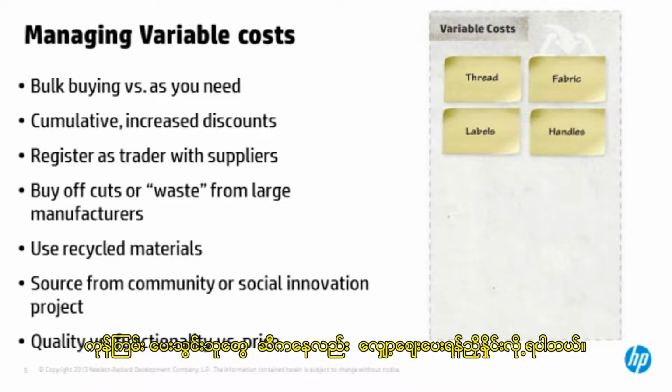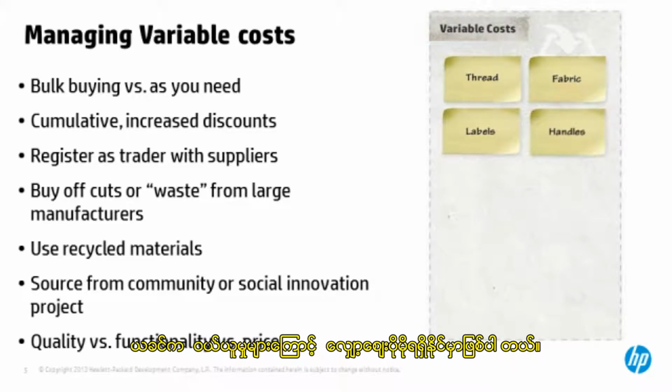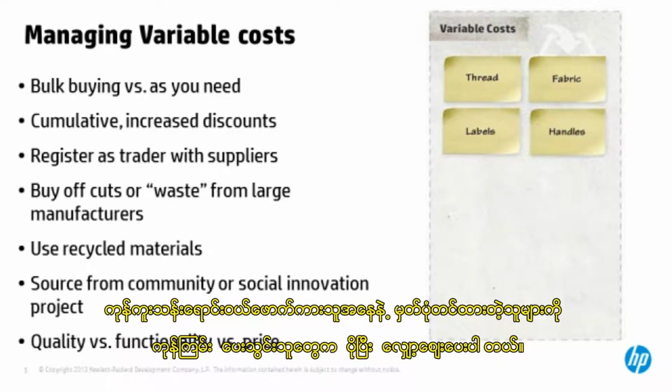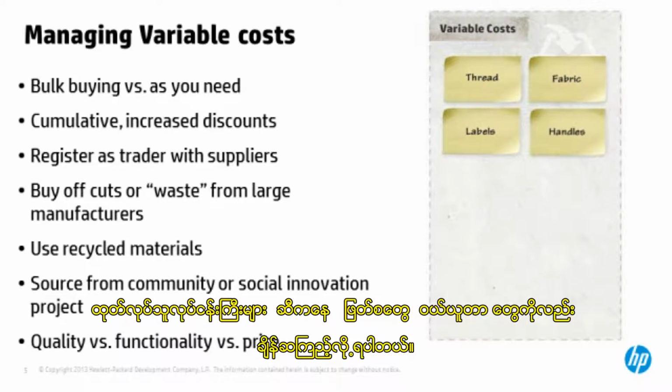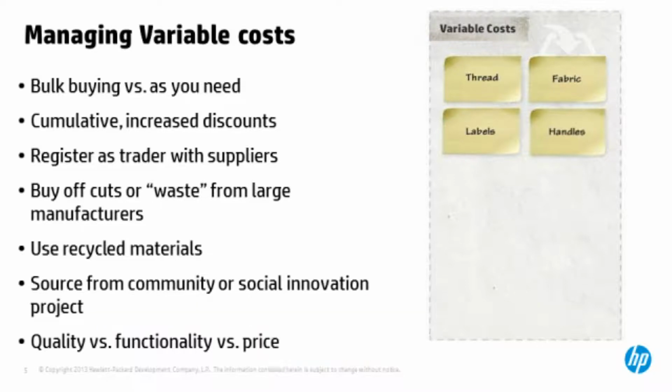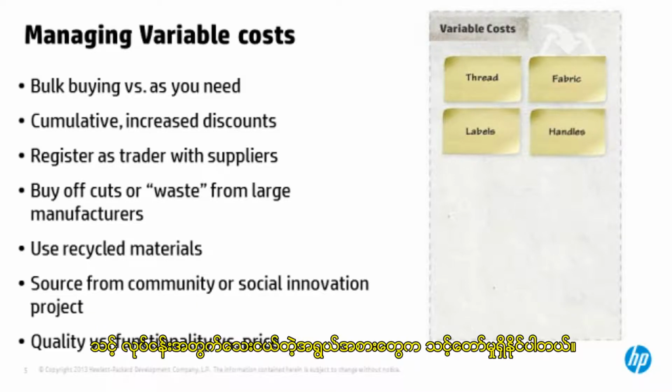You can also negotiate cumulative discounts from suppliers. This means, as you buy again, the value of your previous purchases are also taken into account. Thus, you could reach a threshold to qualify for higher discount. You can register as a trader. Often suppliers give greater discount to registered traders. Consider buying cut-offs or what could be waste from large manufacturers. The smaller sizes may suit your business.